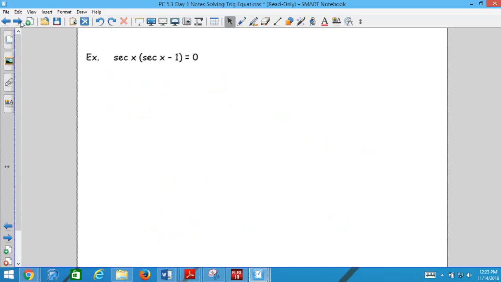We've got secant x multiplied by secant x minus 1. We have to solve for x. Now this kind of looks like what you were doing for your homework last night. Let's pretend that secant x, let's call it u. Wherever I see a secant x, I'm going to make it a u. So I could rewrite this as u multiplied by u minus 1 equals 0.